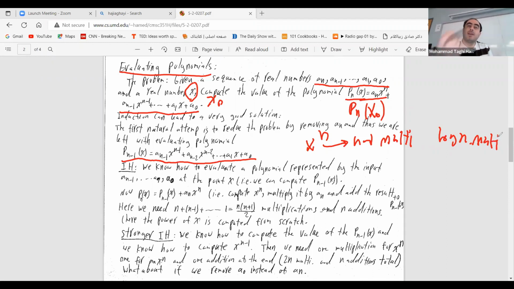After that, what else do we need? We also need to multiply it by an, so plus 1 multiplication. We have it. And then after that, you have one addition as well.